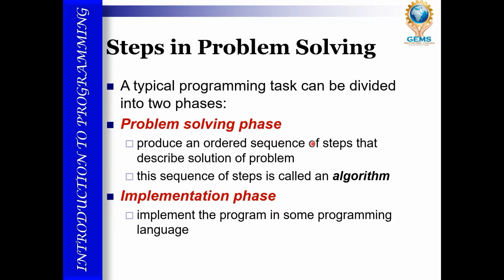So the problem solving phase talks about the algorithm. For example, the first point says: produce an ordered sequence of steps that describe the solution of the problem. So that is nothing but the algorithm. An algorithm is an ordered sequence of steps. They are well-defined steps, we can say, and that helps the programmer to do the programming. In the implementation part, once we are able to write the algorithm of any problem, then the programmer is going to implement it in terms of a programming language.